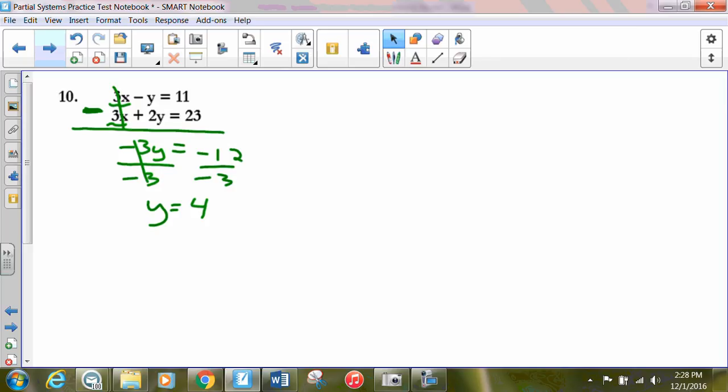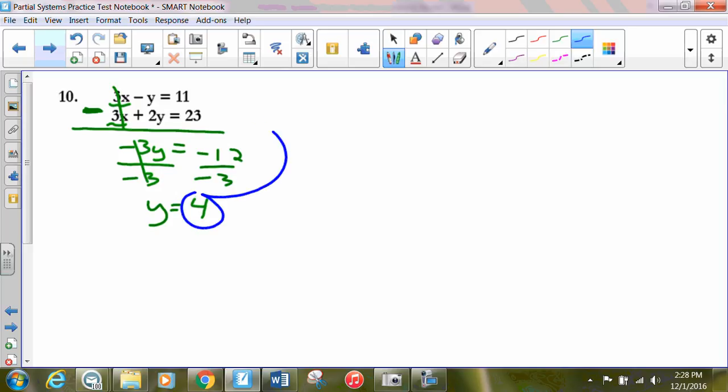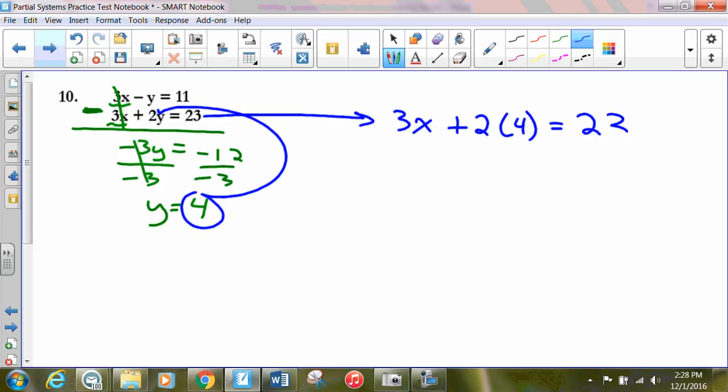But it's okay. We're going to use y equals 4, and we're going to plug it in. This time I'm going to use the second equation just so I can avoid that negative y. And I'm going to rewrite the second equation, but when I see y, I'm going to plug in 4. So we're allowed to plug in y and solve for x. That's perfectly fine.